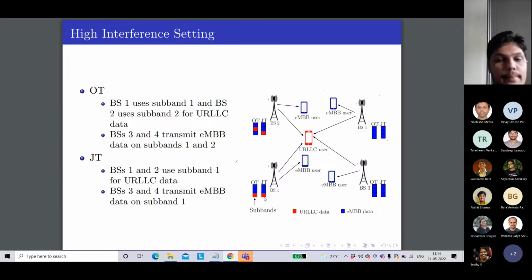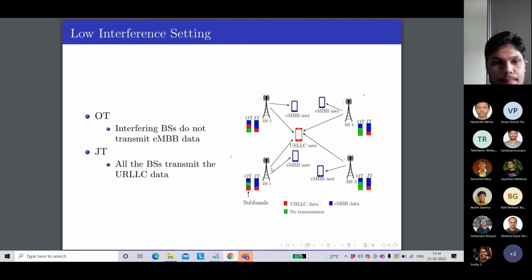In JT, for example, base stations 1 and 2 are transmitting the data on subband 1. Here it's only one packet because it's transmitted on the same time and frequency resources. The packet from base stations 1 and 2 will see interference from base stations 3 and 4. So this is the high interference setting, because the idea is we will puncture only the cooperating set of base stations. Here base stations 1 and 2 are the cooperating set, so we are puncturing only there. What is the low interference setting?